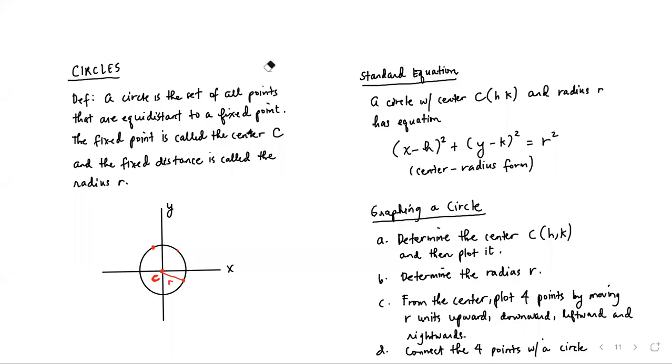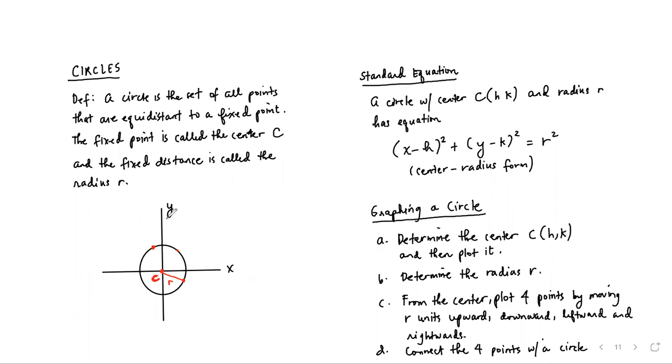Hello everyone. In this video, we shall talk about circles. So what is a circle? A circle is the set of all points that are equidistant to a fixed point. The fixed point is called the center of the circle and it is denoted by C, and the fixed distance is called the radius, which is denoted by small r.